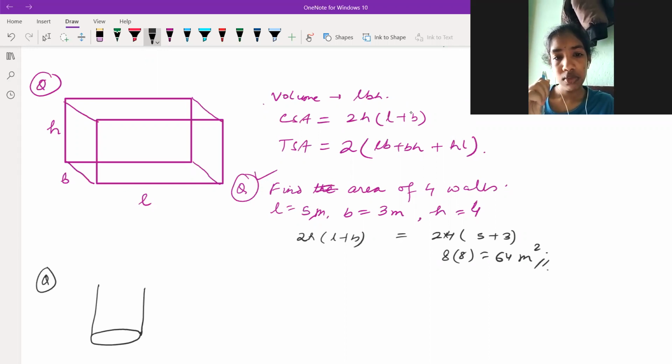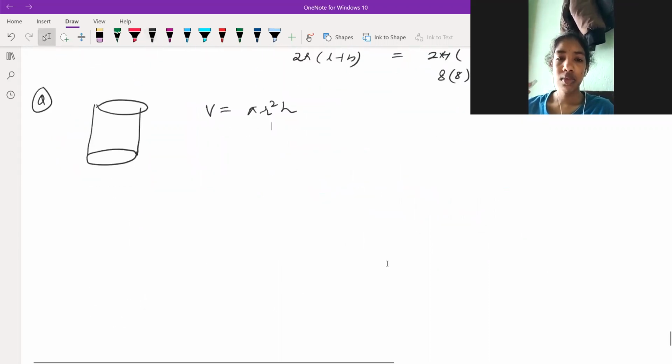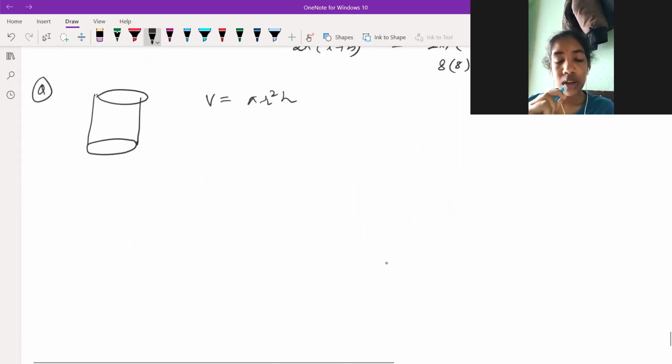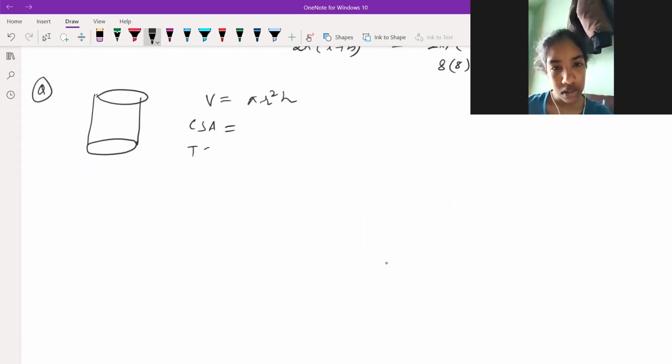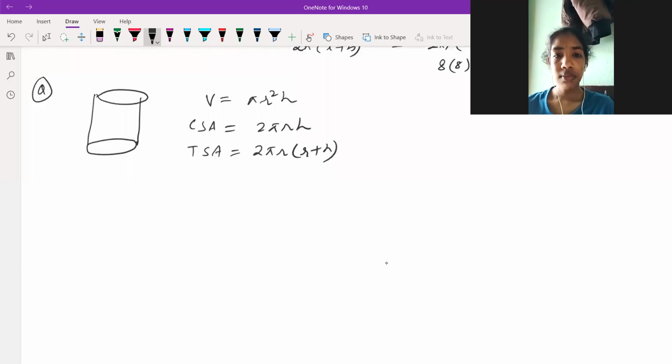Cylinder volume is pi r square H. Okay. Next, what about the CSA of this? 2 pi r h. Okay. TSA is 2 pi r into r plus h. Okay.